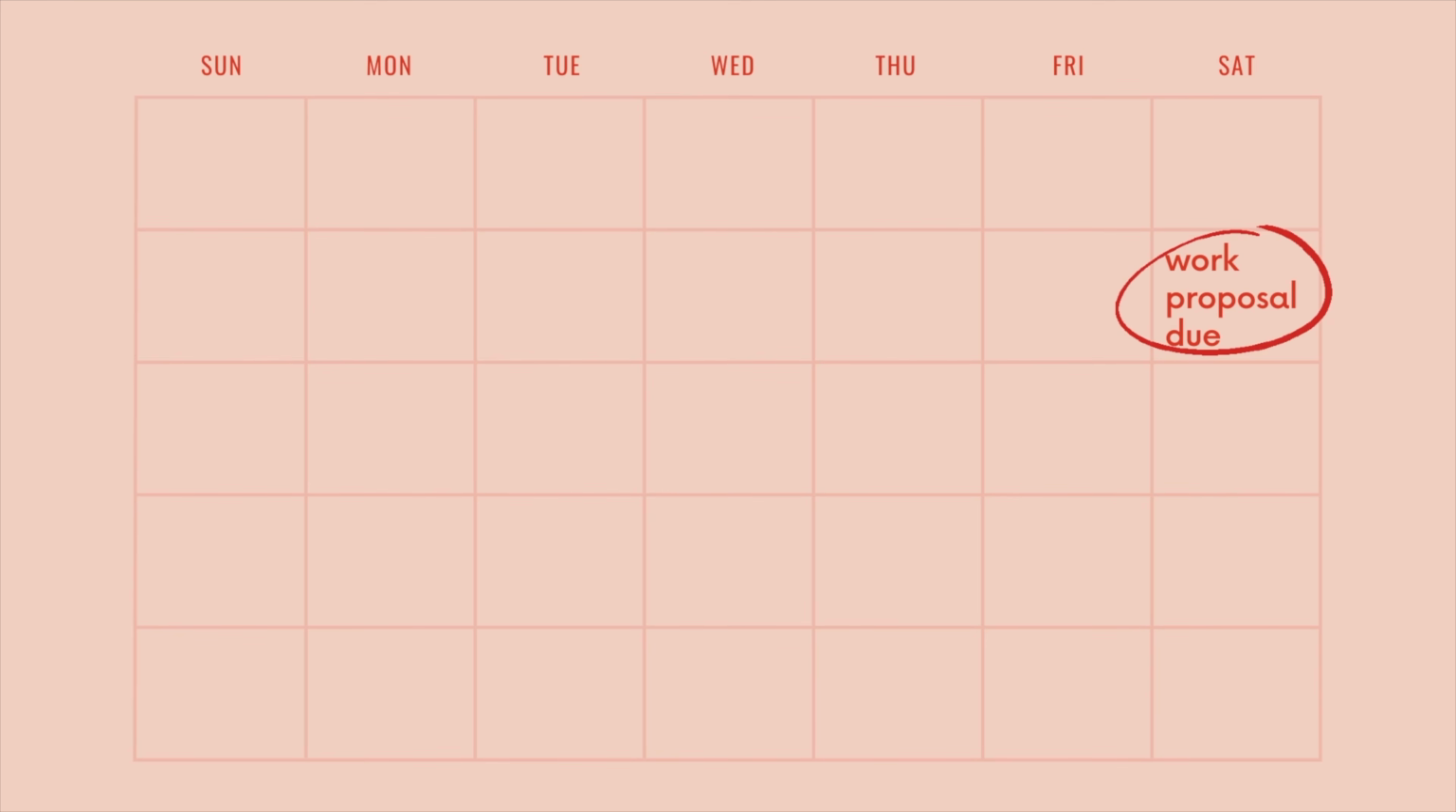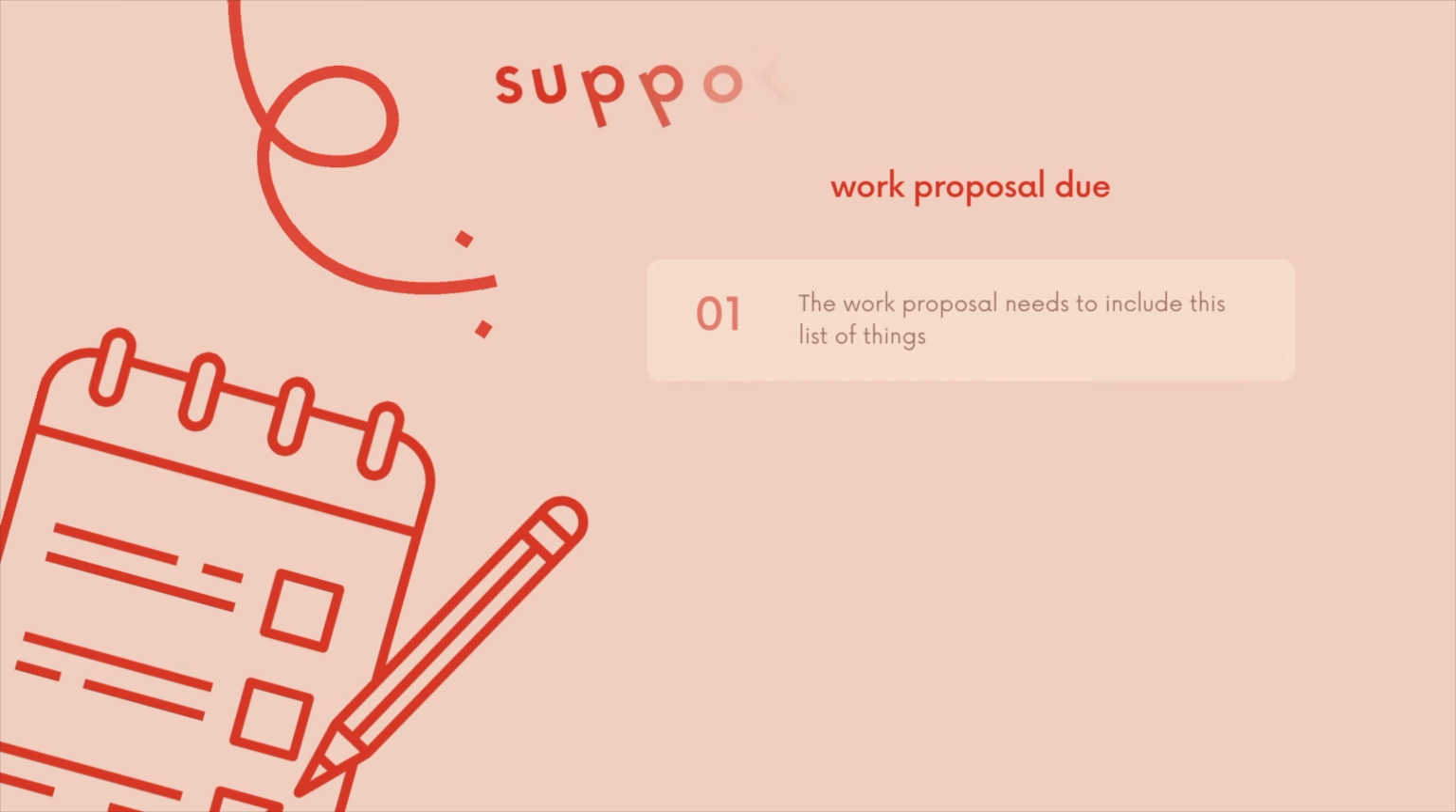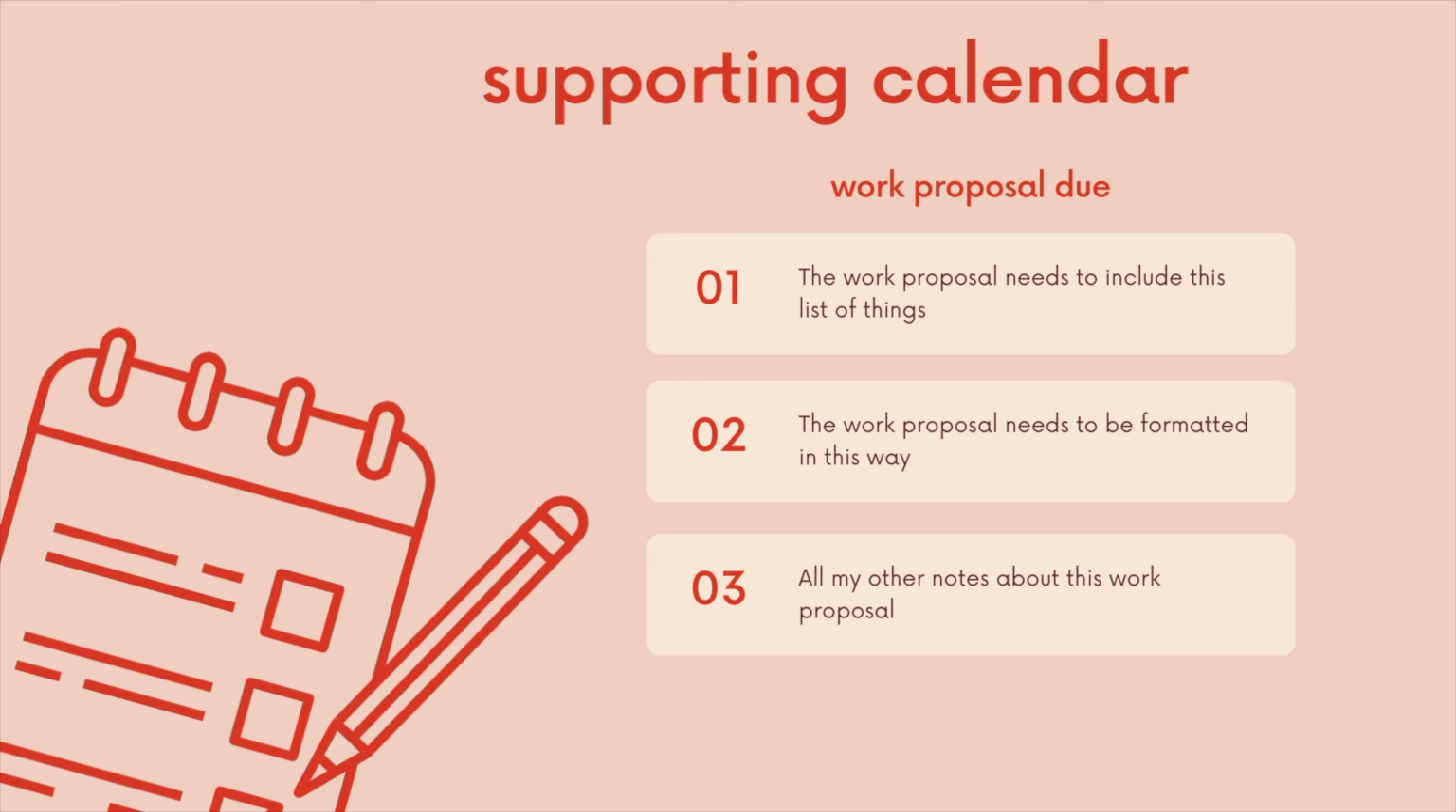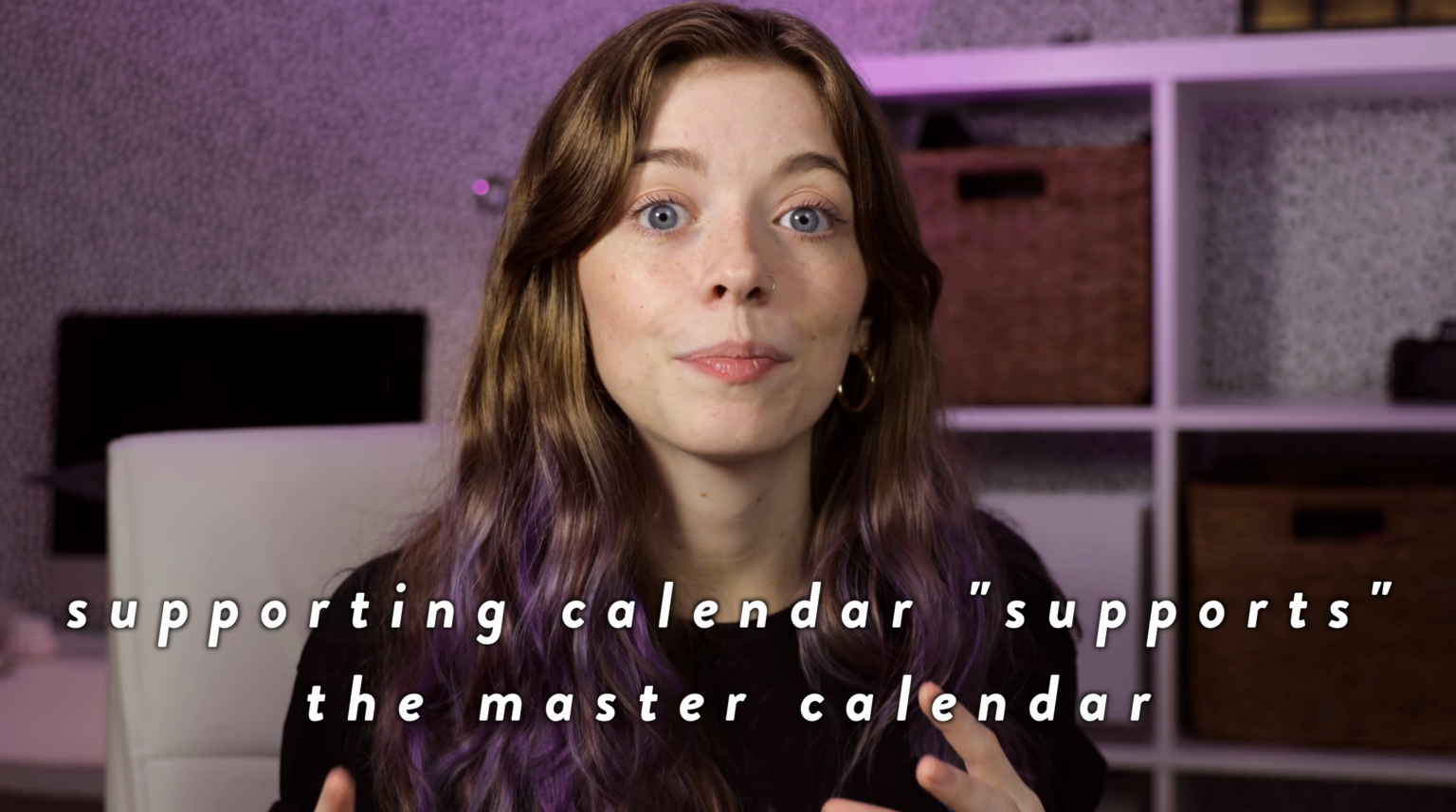So for instance, let's say you have a work proposal due on Saturday. So in your master calendar, you will write out something like work proposal due, you'll write the time and all of that stuff. In your supporting calendar, you'll flesh out some of those details, maybe tasks that are associated with your work proposal, maybe formatting things that need to be included in the work proposal. So really, your supporting calendar is providing supporting information to the entries that you put into your master calendar.